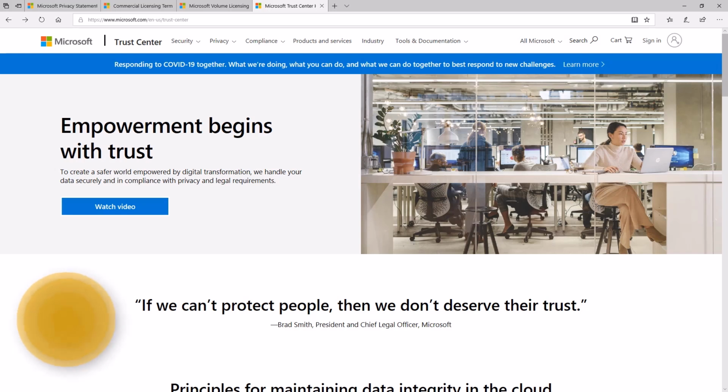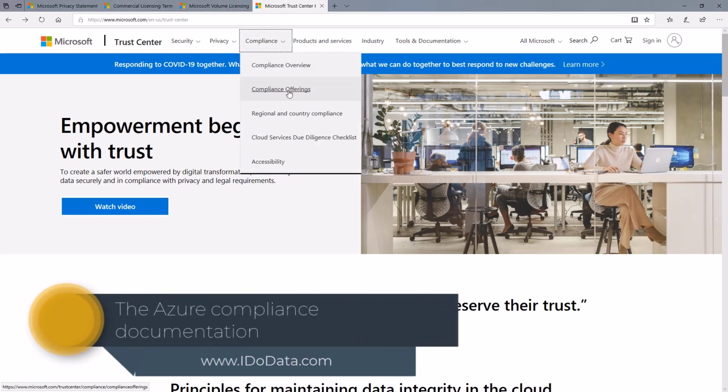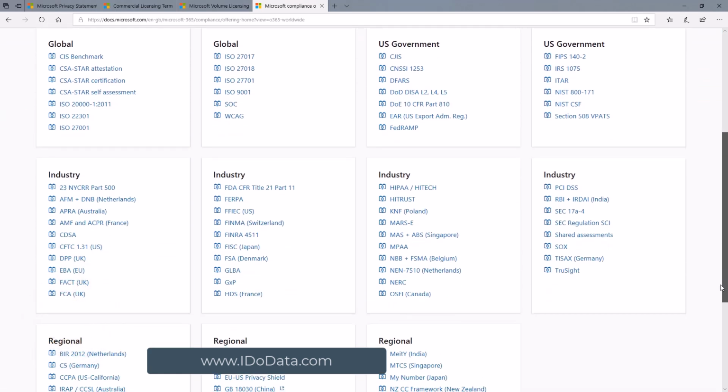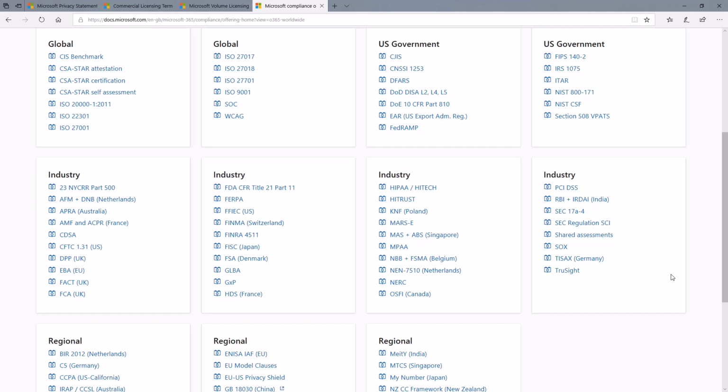Now, what compliance requirements are there? Well, if you go to compliance and then compliance offerings, we can see a huge host of different compliance requirements. So there are global requirements. For example, the ISO 27000 series. The ISO is the International Organization for Standardization. So it's an international standard setting body. It's not enforced in law by the ISO, though you may find lots of industries do require ISO, whether it's 9000 or the 27000 series.